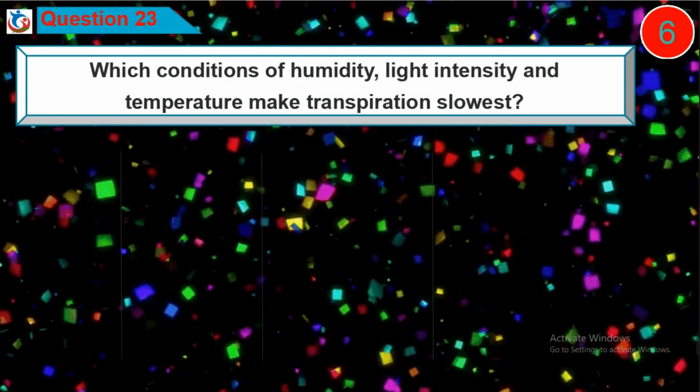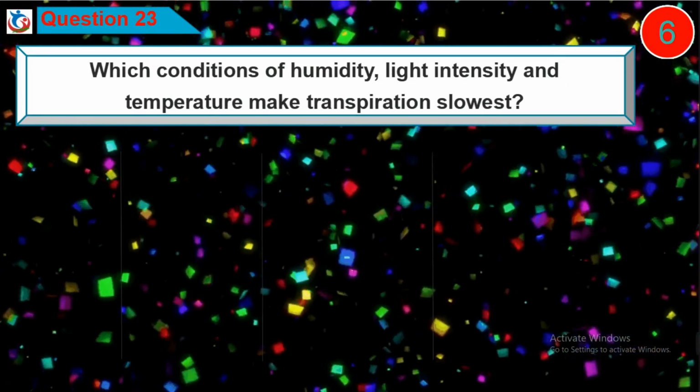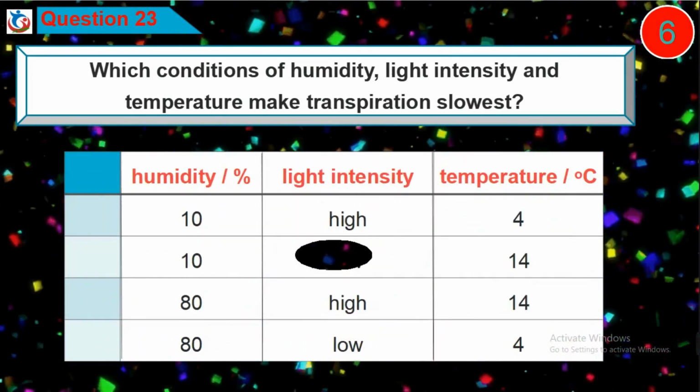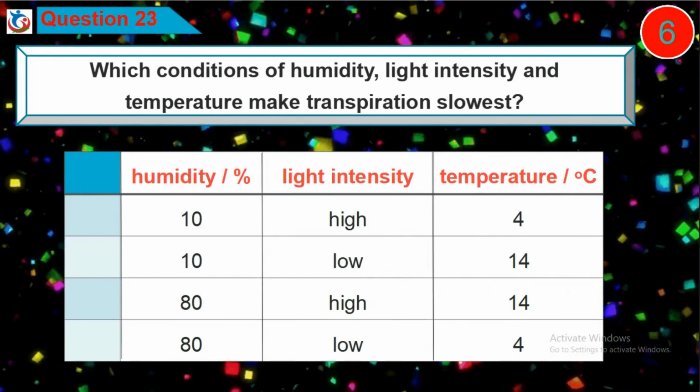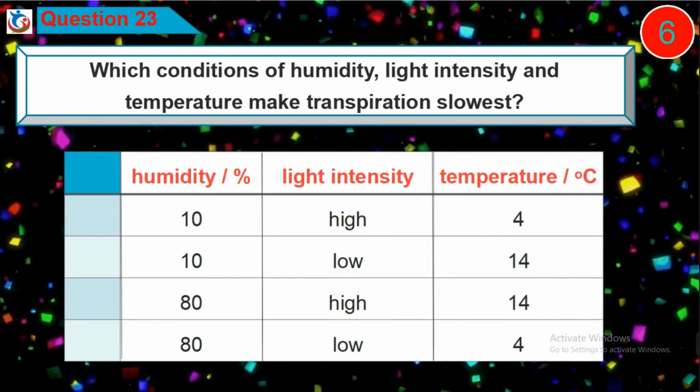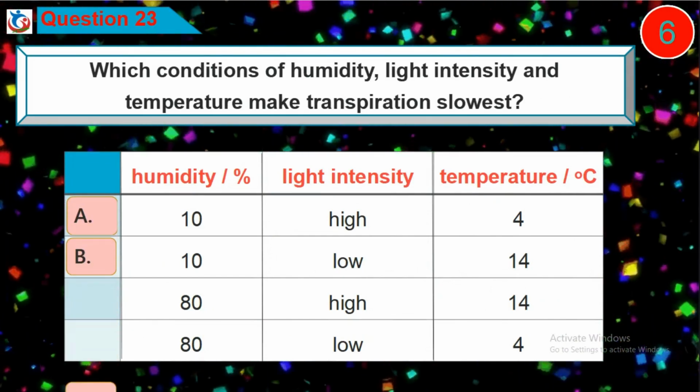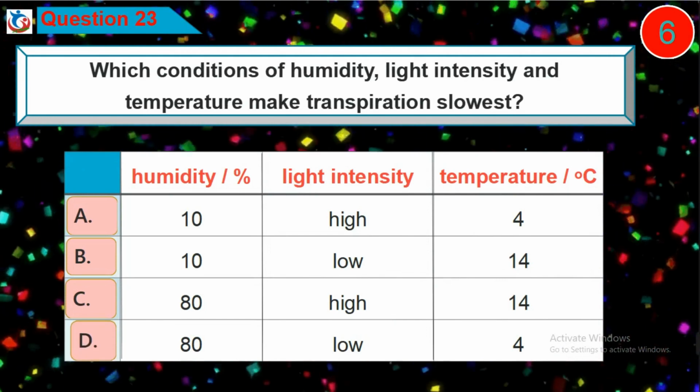Question 23. Which conditions of humidity, light intensity, and temperature make transpiration slowest? Is it option A, B, C, or D?